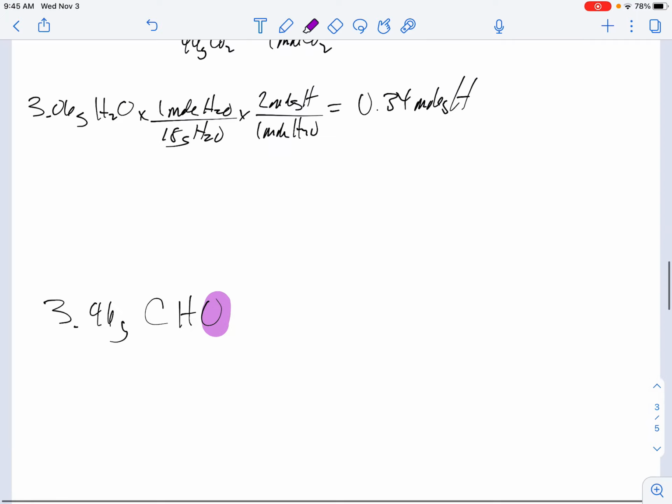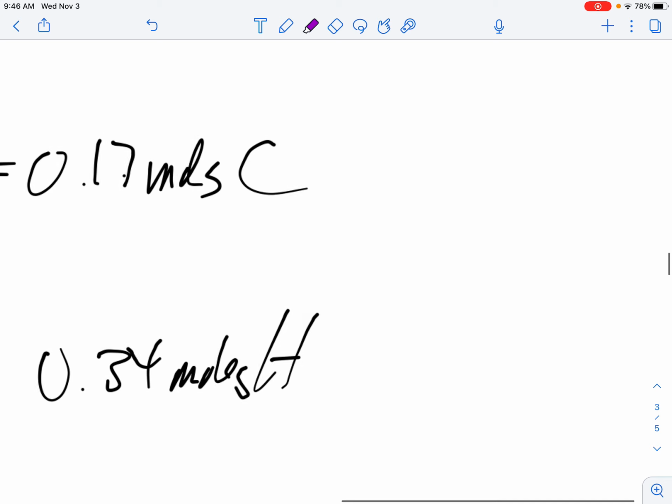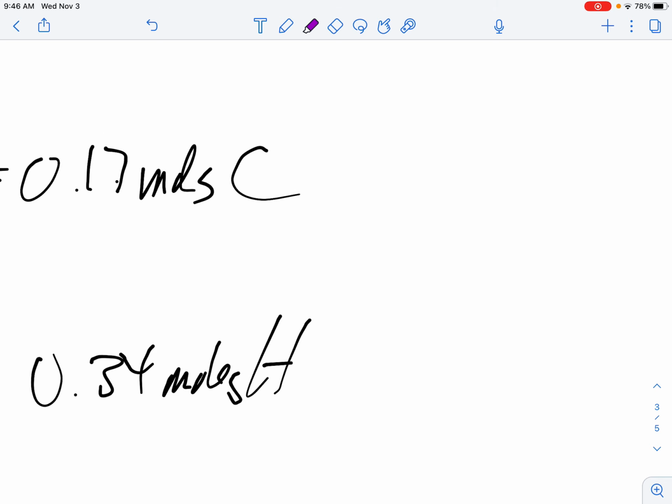Oh, well that's okay, because I know how much carbon and hydrogen are there. I know that I have 0.17 moles of carbon, and I know I have 0.34 moles of hydrogen. Well, if I know the moles, then I know the grams, so I'm just going to take this one more step. So I'm going to go times 12 grams of carbon for every 1 mole of carbon. So I'm going to take 0.17 times 12, and I'm going to get 2.04 grams of carbon.